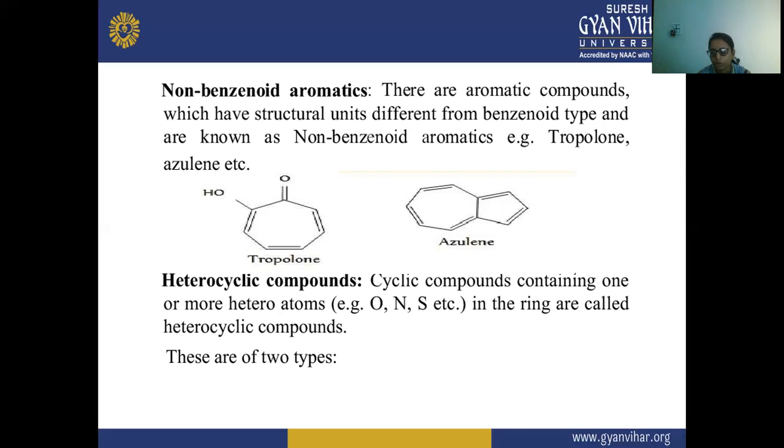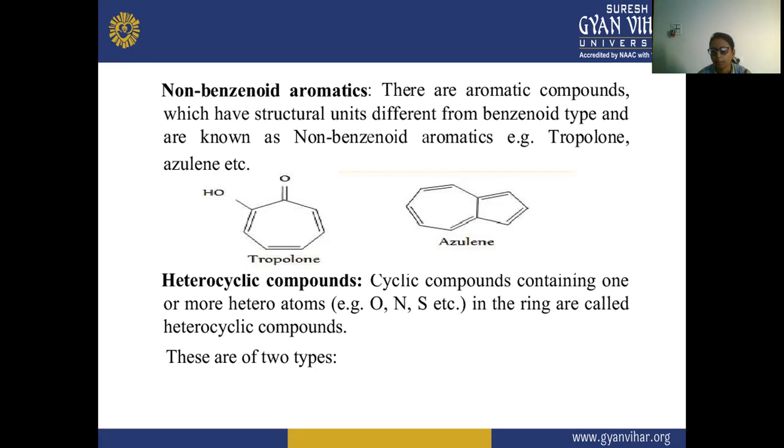The non-benzenoids are also aromatic compounds, but they are different from the benzenoid compounds. They have a structural unit that is different from the benzenoid type, and they are known as non-benzenoid aromatics. For example, tropone and azulene.